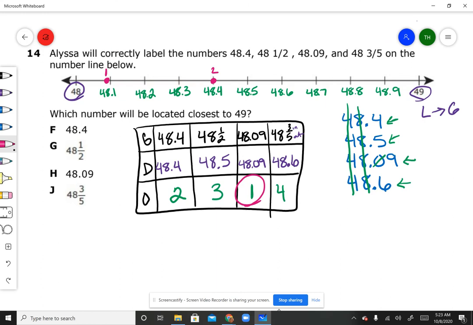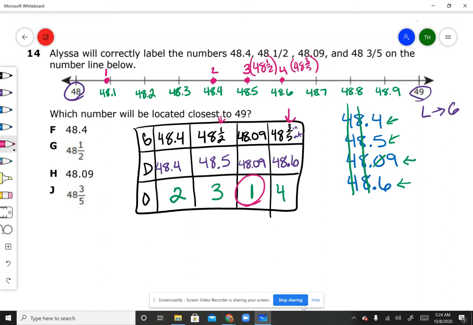Number 3 is 48.5. But remember, our original was 48 1/2. So I'm going to put it right here on my 48.5. Label it 3. But I'm also going to make a note that that's 48 1/2. Okay. Then number 4 is 48.6. But remember, its original was 48 3/5. So right here, I'm going to mark it in parentheses 48 3/5.